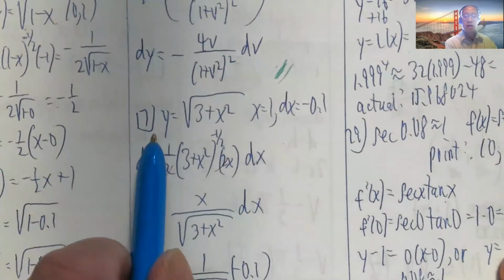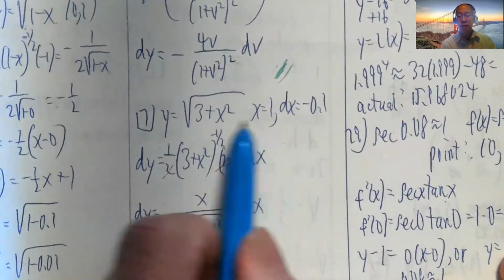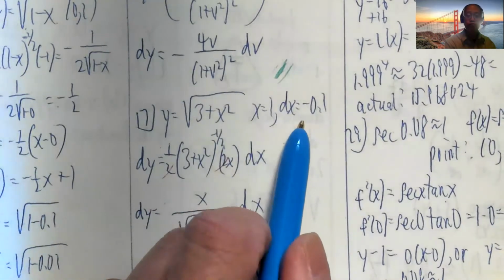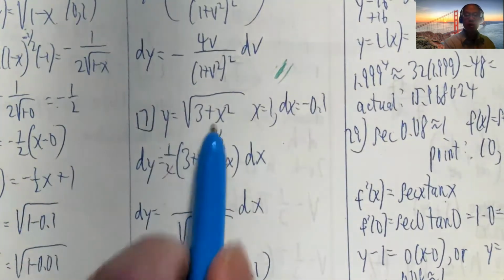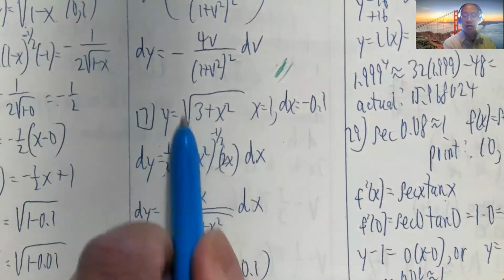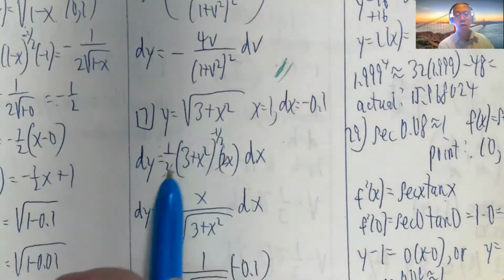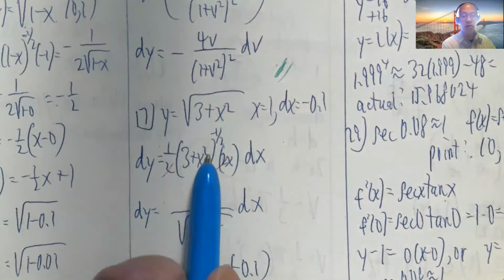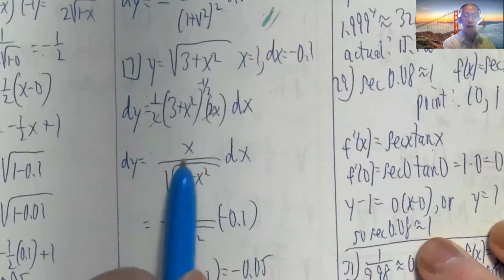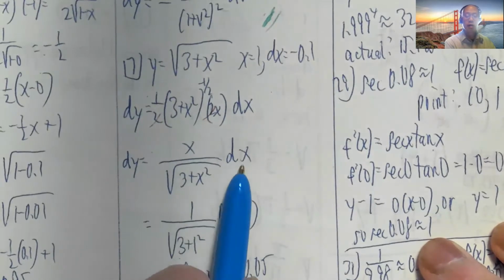Okay, 17, find dy with this information and the given value of dx, which is like delta x. So y is equal to this stuff. dy is 1/2, remember raising something to the 1/2 means square root. So 1/2 3 plus x squared to the negative 1/2 times 2x by the chain rule. 2's cancel out, clean that up, x over radical 3 plus x squared dx.